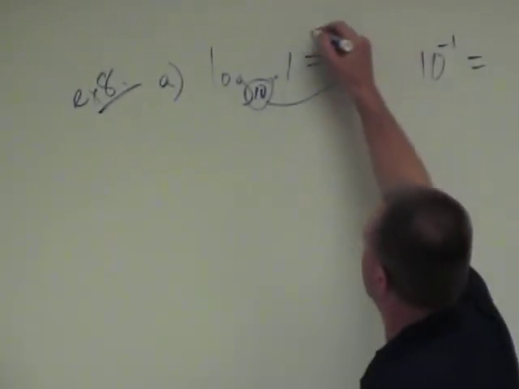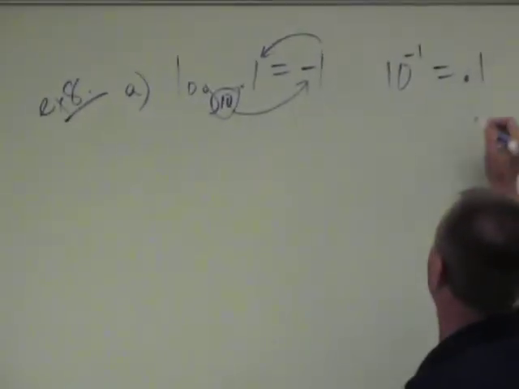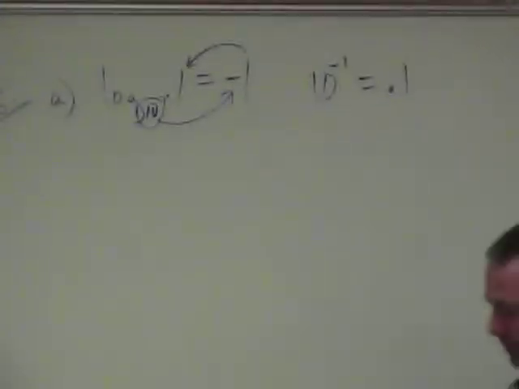Alright, so the base is 10. So you're going to take the base, raise it to the answer, and it's equal to that number. Aren't they equal? 10 to the negative 1? Is 10 to the negative 1 the same as 1 over 10? 1 over 10, which is 0.1. Just showing you that they are the same. Okay, part B.